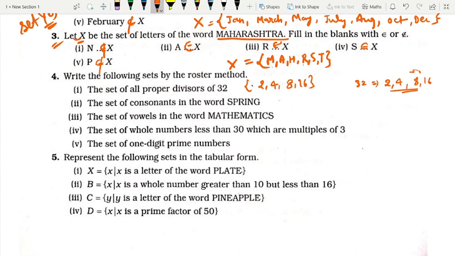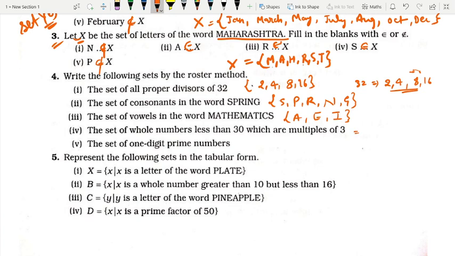The set of consonants in the word. Consonants are S, P, R. I is a vowel, I we will not write down. N and G. Okay. Now the vowels of the set. Vowels are A, T is not a vowel, H is not a vowel, E. A has already come here. I. Okay. So these are the vowels.